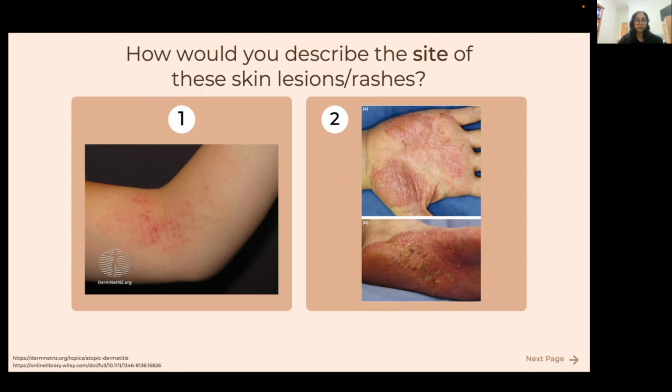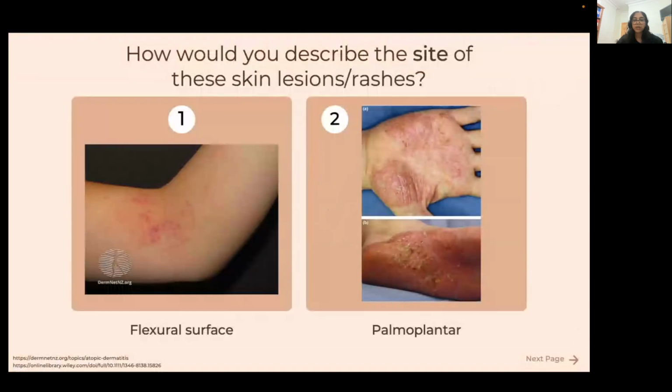We have number 1 is flexural and number 2 palmoplantar. Yeah, nice, well done. Here we're looking at someone's elbow, so it's on the flexural surface, the inside of the elbow. So this is probably a patient with eczema, atopic dermatitis. And then, yeah, well done, palmoplantar. So we can see it on the palms of the hands and on the soles of the feet. Cool.